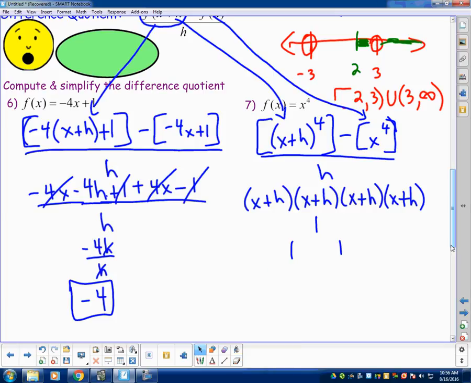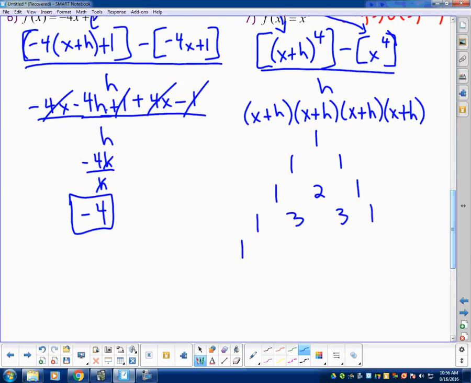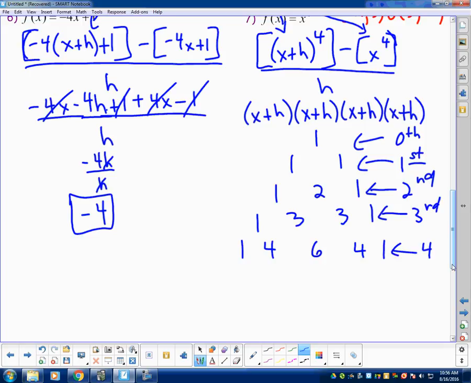So we have a 1 on the outside here, 2 in the middle. Remember, we're adding the 1 and the 1, and then we have 1, 3, 3, 1. And finally, the row that we need, 1, 4, 6, 4, 1. It starts at the 0th power binomial. This is first, second, third, fourth. So we're going to use the 4th row. As a matter of fact, this 4th row right here gives me the coefficients of the expanded binomial x plus h to the 4th.